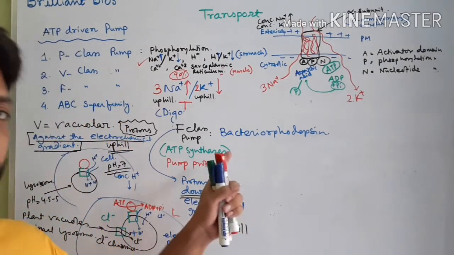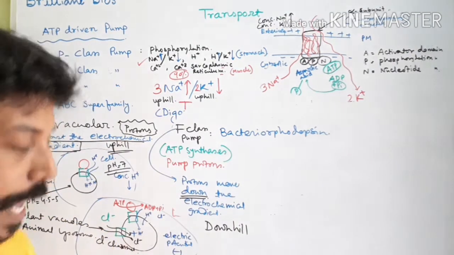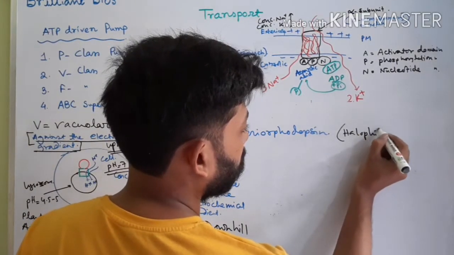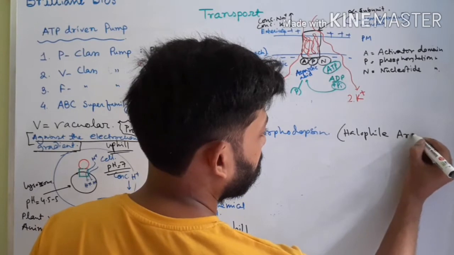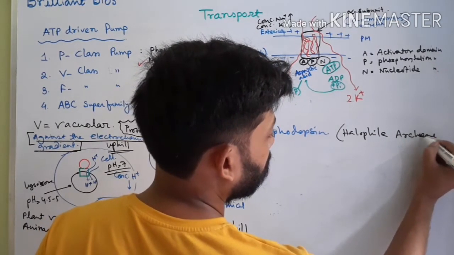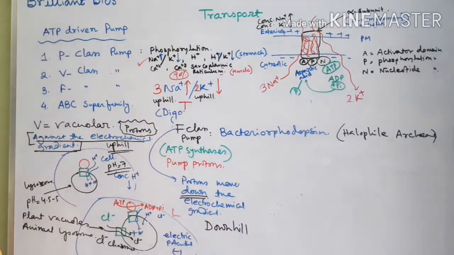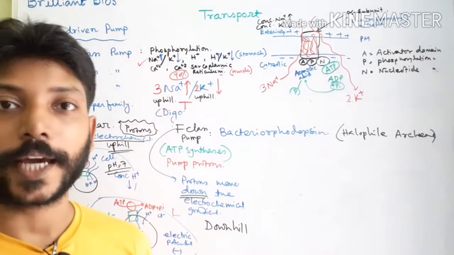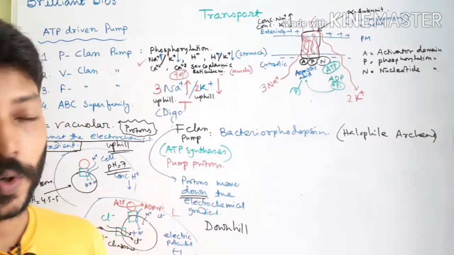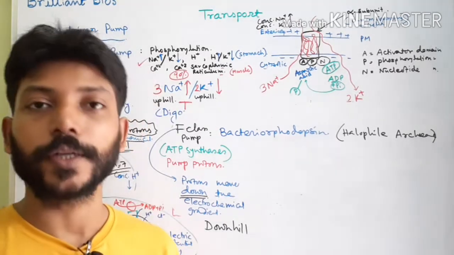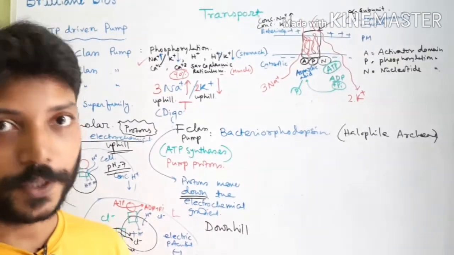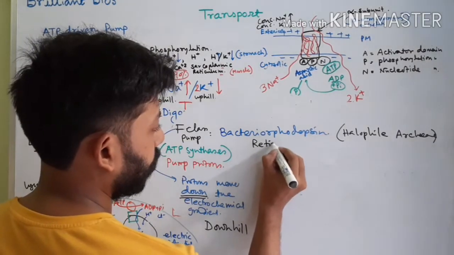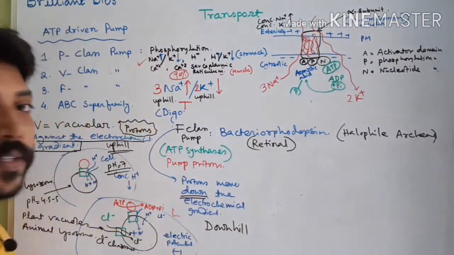Okay, so one example is bacteriorhodopsin that is present in halophile archaea. Halophile means salt loving, like for example Halobacterium. So this bacteriorhodopsin is actually a light driven ATP synthesis. When light falls on this bacteriorhodopsin protein, it has a chemical, actually a modification of vitamin A aldehyde, we call retinal. This is the sensor of the light.